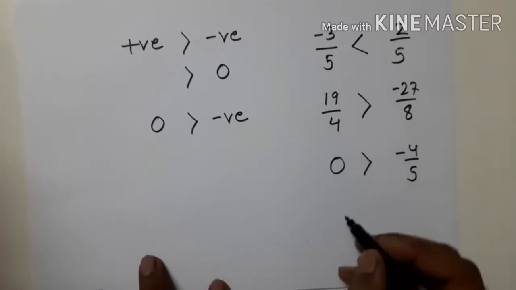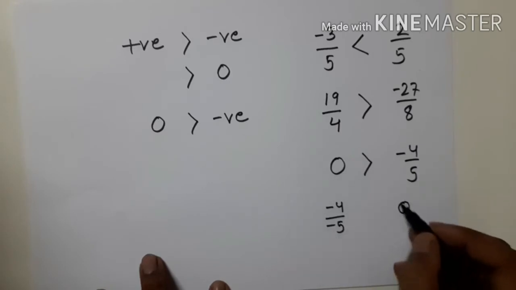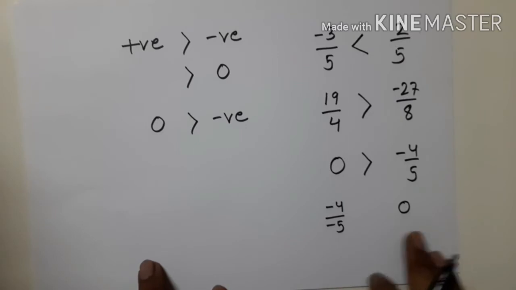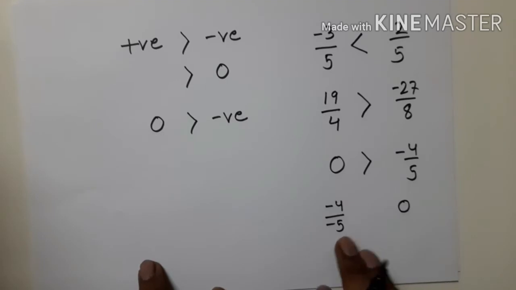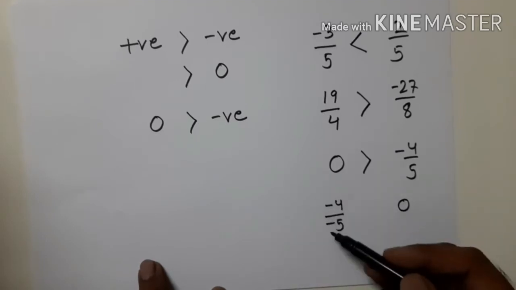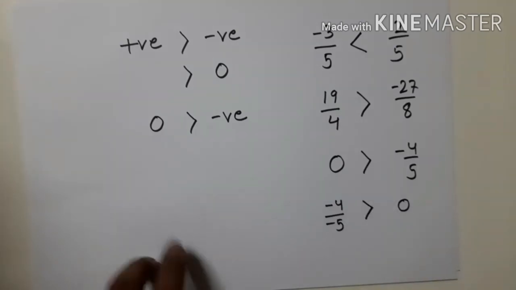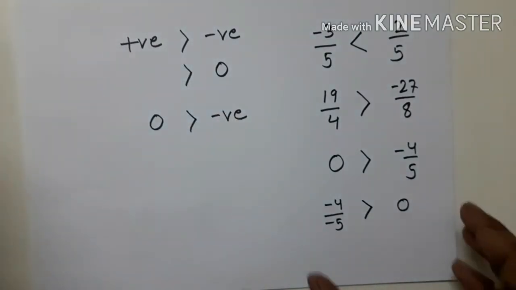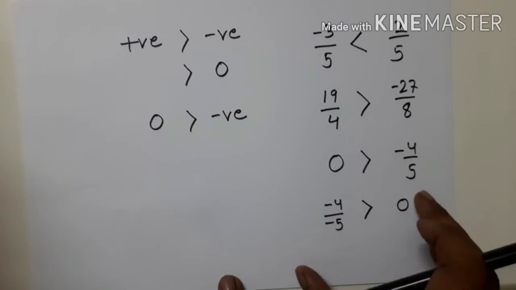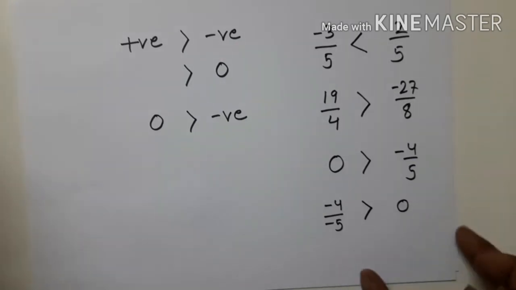Next, suppose we take minus 4 by minus 5 and 0. Here we can see that minus 4 by minus 5, is it positive or negative? It's a positive rational number because both are of the same sign. And a positive rational number is greater than 0, as all positives are always greater than 0. So this is a comparison where we need no calculations, only by observing the sign we can compare them. Let's move on to some more examples.